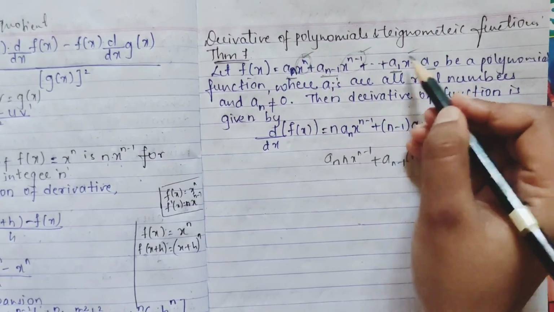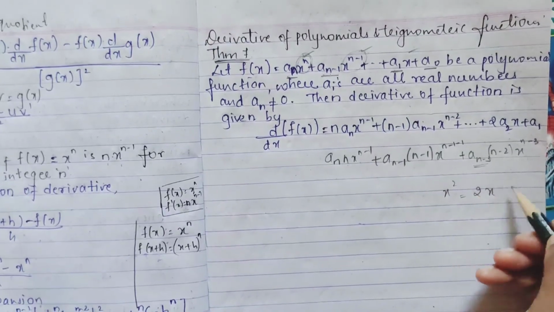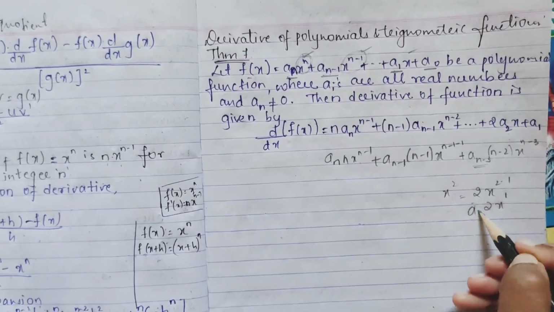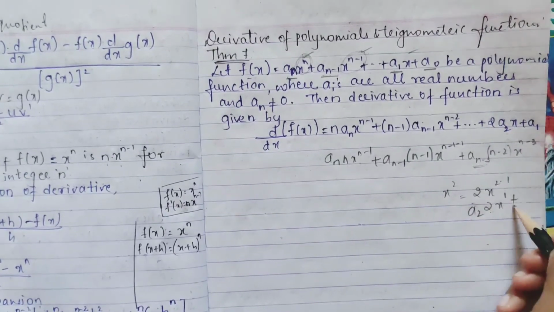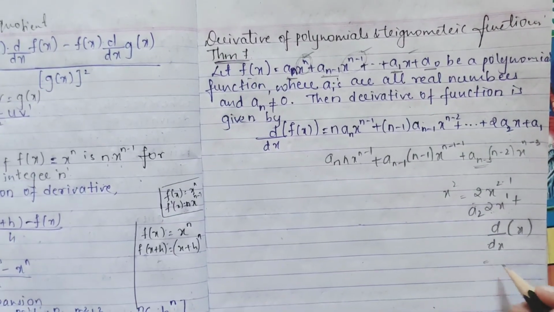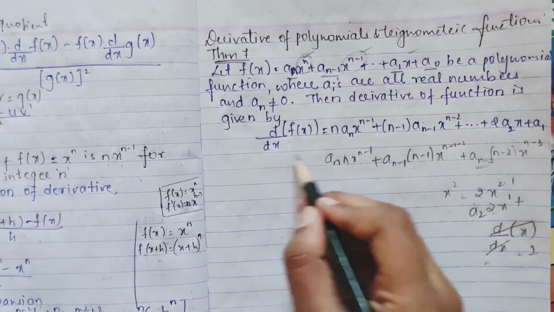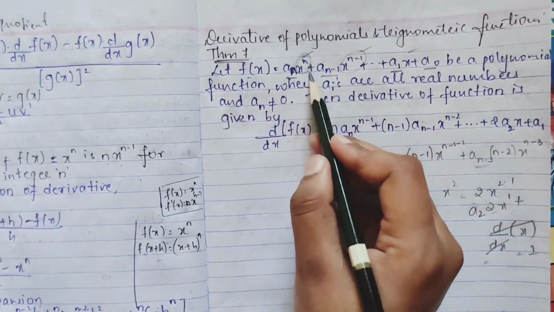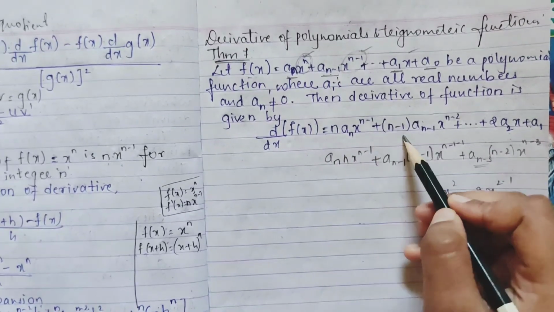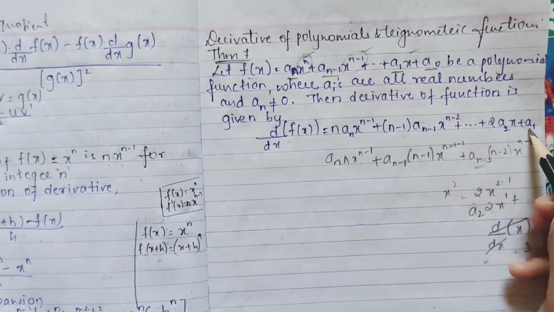Here you will have x square. The derivative of x square is 2 x raised to 2 minus 1, which is 1. So it will be a2 into 2x, plus the derivative of a1 x, d by dx of x, which is 1 only. So it is a1. This is your derivative. If you have the polynomial a n x raised to n, a n minus 1 x raised to n minus 1, its derivative is n a n x raised to n minus 1 plus n minus 1 a n minus 1 x raised to n minus 2 plus so on up to 2 a2 x plus a1.